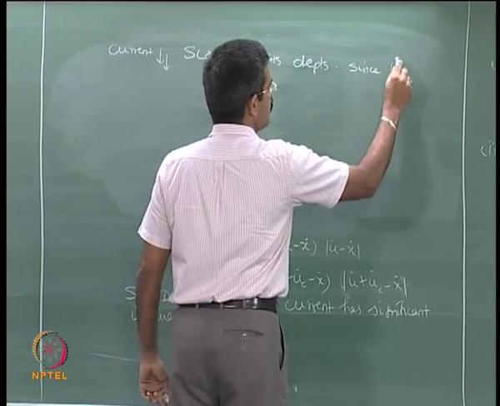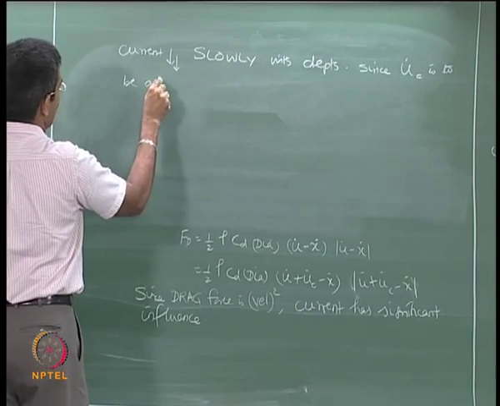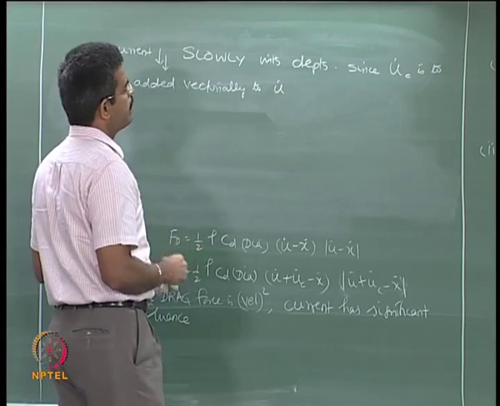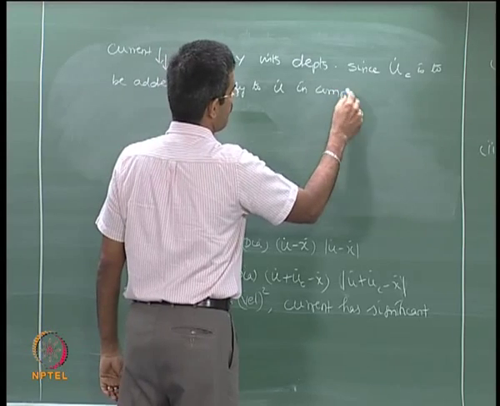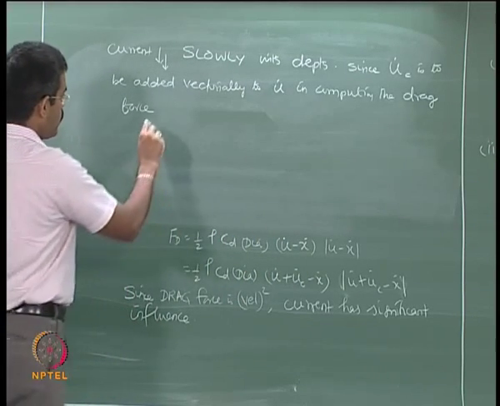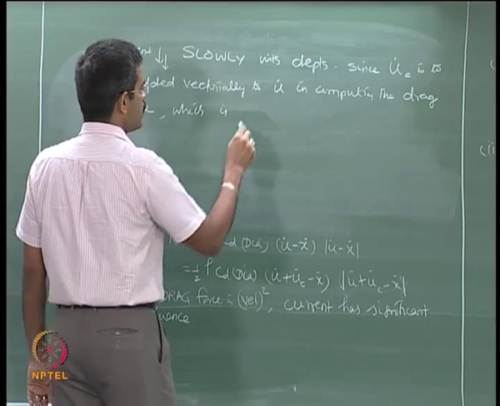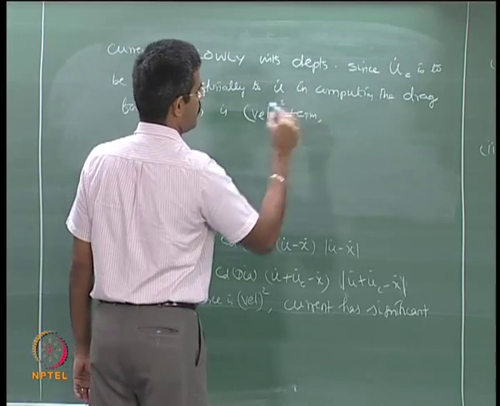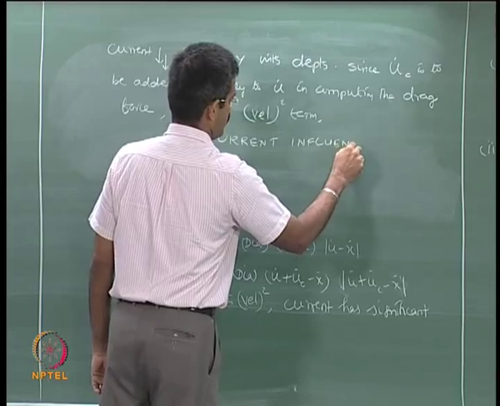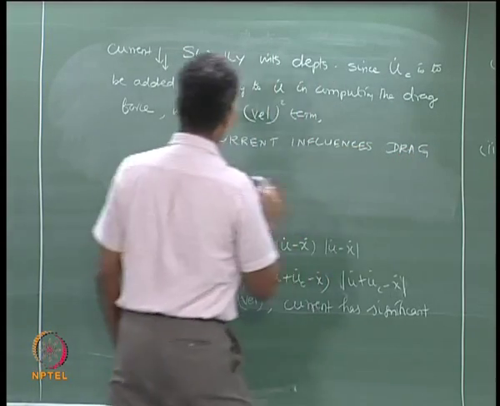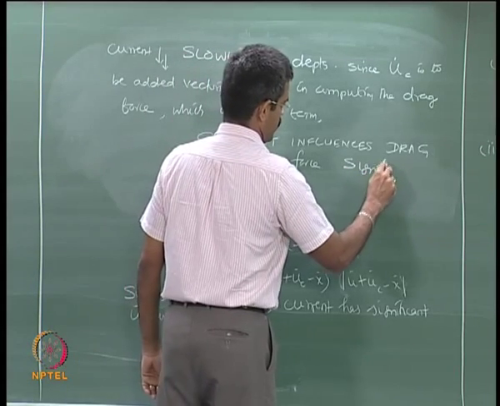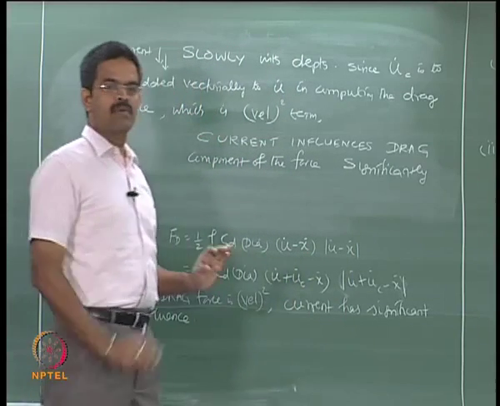Since u dot c is to be added vectorially to u dot in computing the drag force, which is a velocity squared term, current influences the drag component of the force significantly. That is the summary of what we have as far as the current force is concerned.